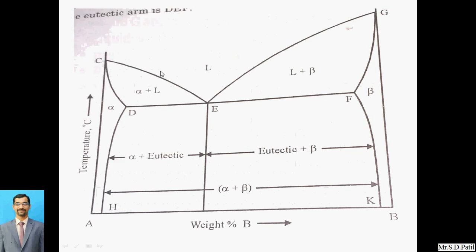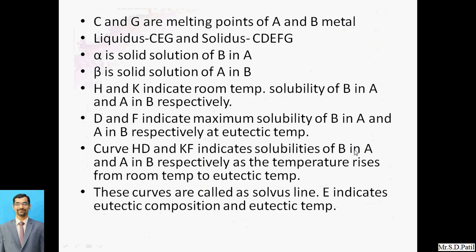So the liquidus line is CEG, and the solidus is CDEFG. This is the solidus line. So now we have understood that liquidus means above that particular line everything will be liquid, and solidus means below this particular line everything will be solid. So we can say these are the boundary lines.